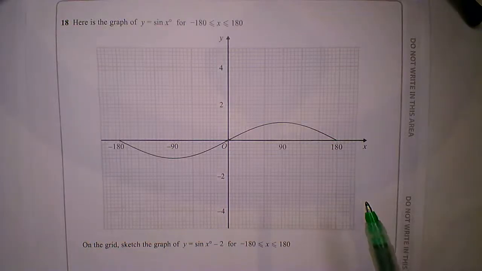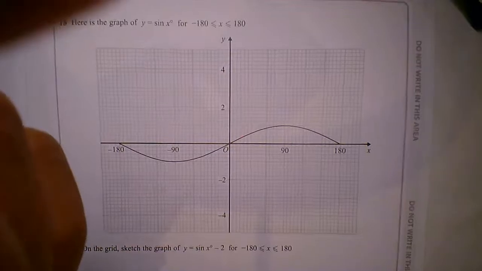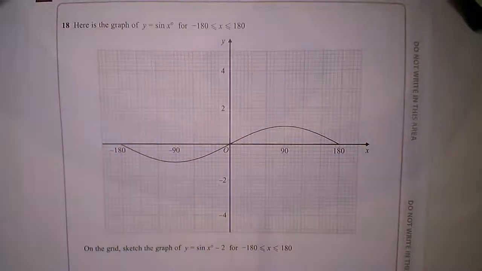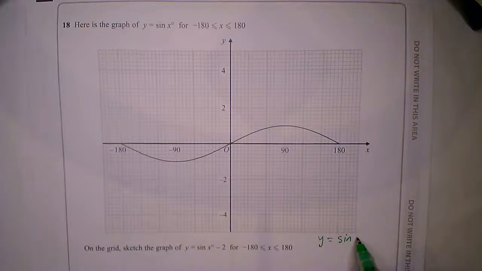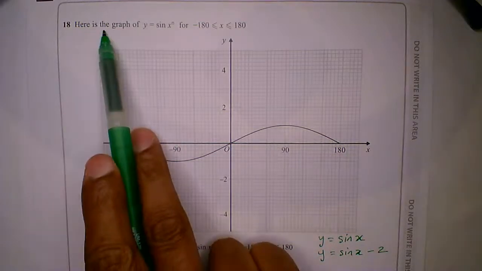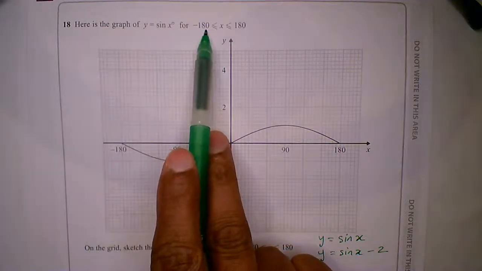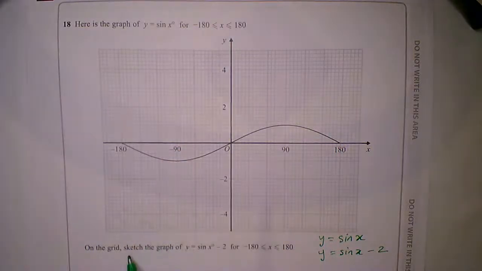Now this question looks hard, but if you recognize that you've got y equals sine x, I'm going to write them underneath each other. Y equals sine x, and this one here is y equals sine x minus 2. So let me read the question. Here's the graph of y equals sine x for x less than 180 and bigger than minus 180. On the grid, sketch the graph of y equals sine x minus 2 for that.